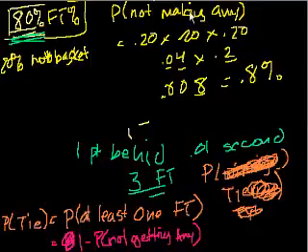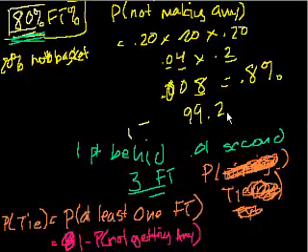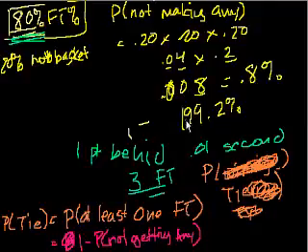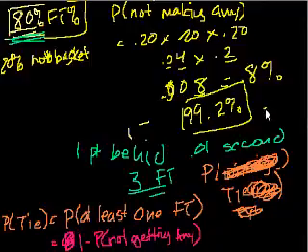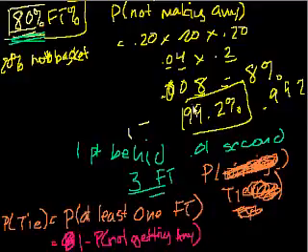Or another way of viewing this: what's my chance of making at least 1? Well, it's going to be 1 minus this. So what's 1 minus 0.008? It's 99.2%. Or you could also view it as 0.992. You take 1 minus this, you get 0.992, which is the same thing as 99.2% chance. So I have a 99.2% chance of at least tying the game.